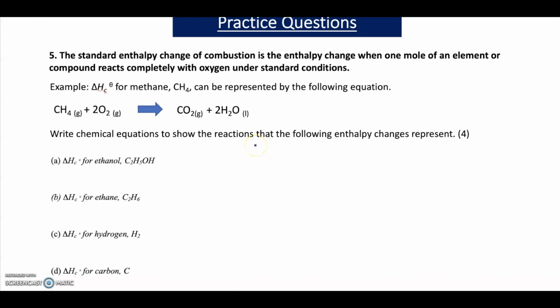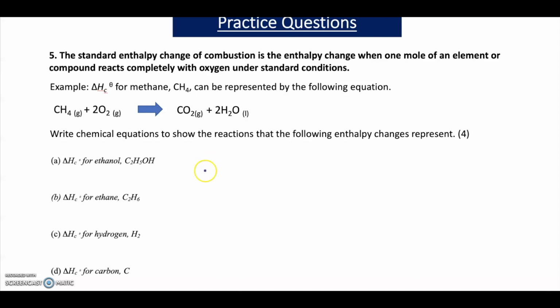So question 5 is about the standard enthalpy change of combustion, and this is another key enthalpy term that we covered at AS level. So it's asking you to write chemical equations to show the reactions that the following enthalpy changes represent. And remember that the standard enthalpy change of combustion is the enthalpy change when 1 mole of an element or compound reacts completely with oxygen under standard conditions.